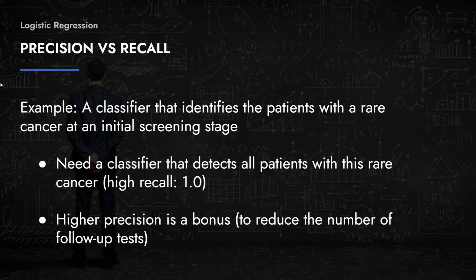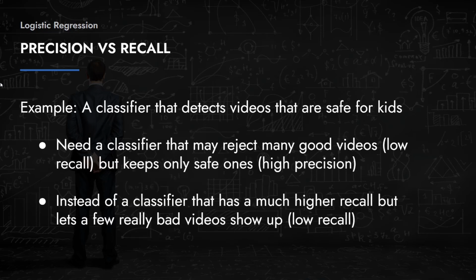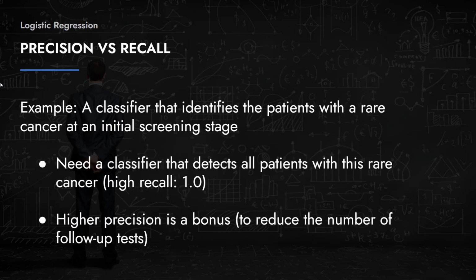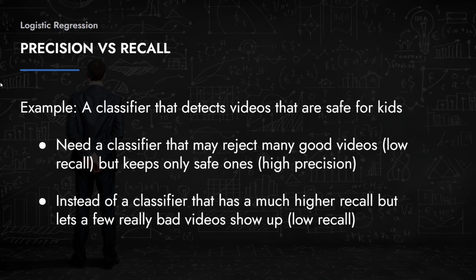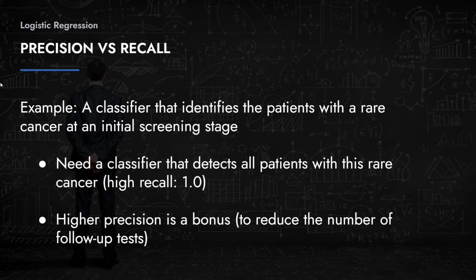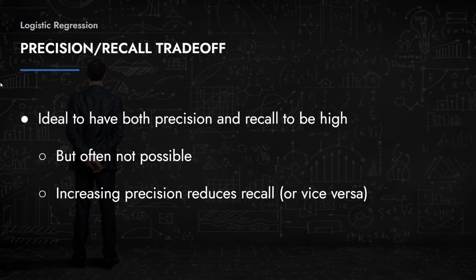And again, this is the cancer problem: a classifier that identifies patients with a rare cancer at an initial screening stage. We need a classifier that detects all patients with this rare cancer. So we want a high recall, basically a 1. A higher precision is a bonus, because that will reduce the number of follow-up tests, but it's not harmful. It's not going to harm anybody. It's not fatal, right? These two examples are very important for you to understand, and really understanding them will give you an edge and a very solid base for solving classification problems. So there is a precision recall trade-off, as I mentioned.